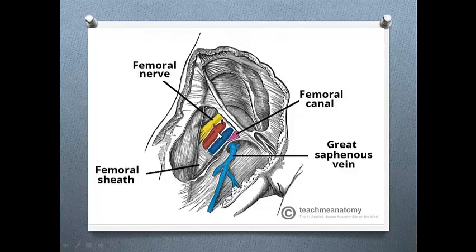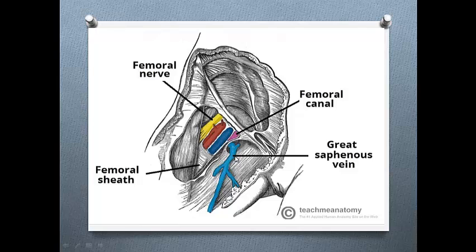So that means that these two structures are held together by this sheath, but the femoral nerve is not, so it doesn't have any fascial covering around it. So the fascial covering only surrounds the femoral artery and the vein, but it does not surround the femoral nerve. And you can see here in this region, they've actually cut off the anterior layer. But you can see here how it's covering the two structures together.